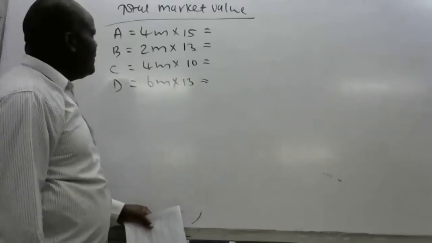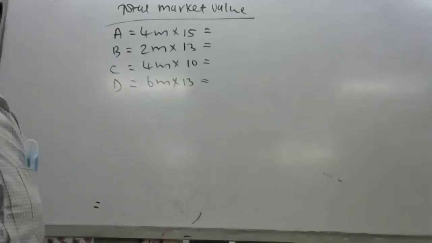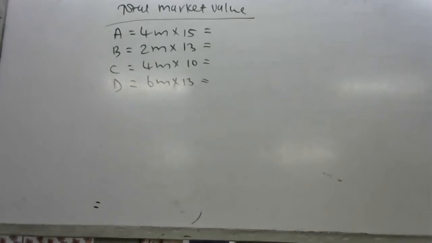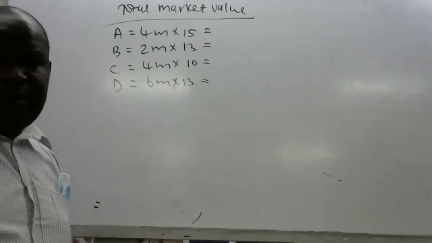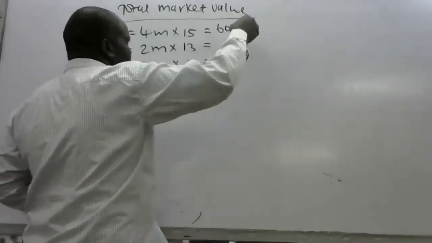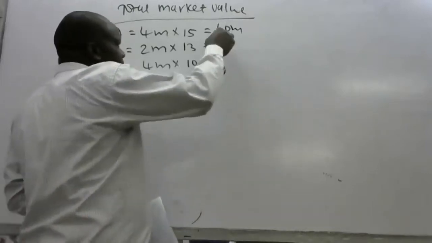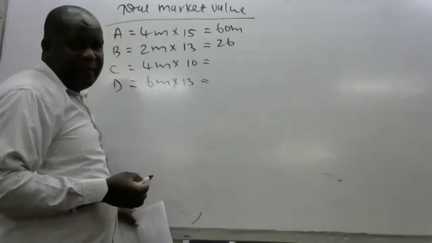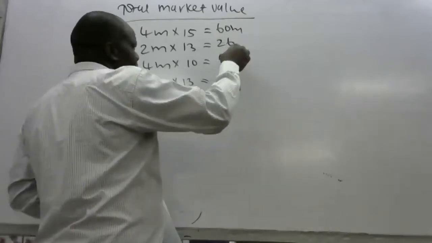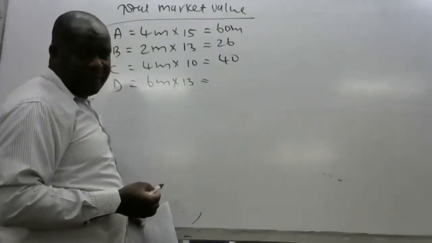So give me those figures. The first one is giving us which value? I can say 60. How about the second one? 26. The third one should give us which value? 40. Then finally, the last one should be 78.